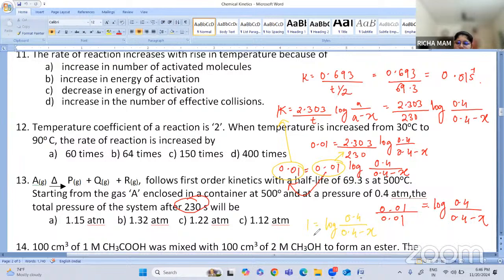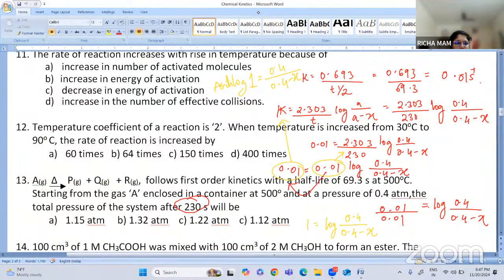So this log, if we transfer it here, it will be anti-log. So take anti-log on the other side. So anti-log of 1 is equal to 0.4 by 0.4 minus x. Anti-log of 1 is what? It is 10. Understood up to here?